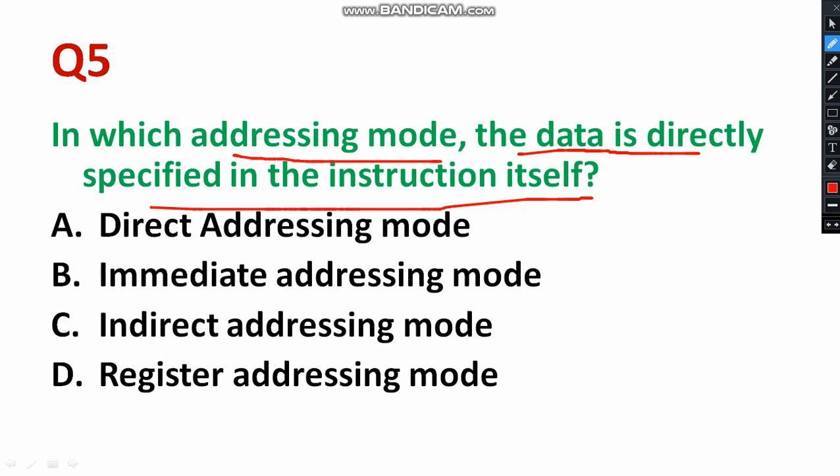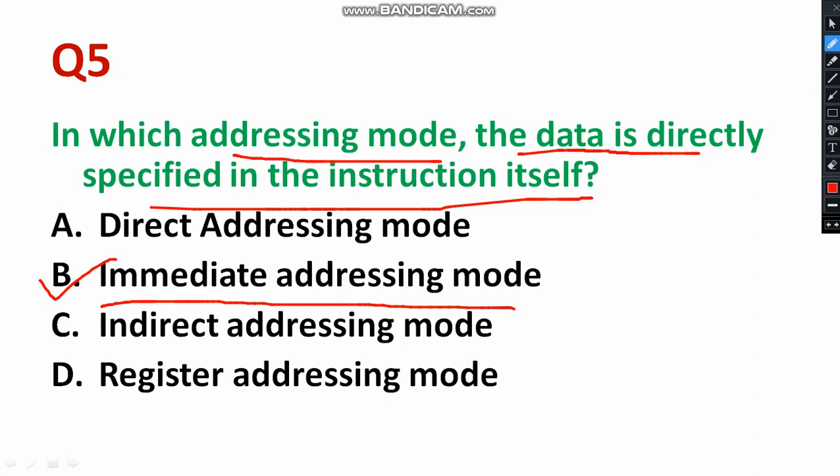Which is the correct answer? It is actually called, the data is directly specified in the instruction. That is called immediate addressing mode. Please select option B. Okay, that is called immediate addressing mode.